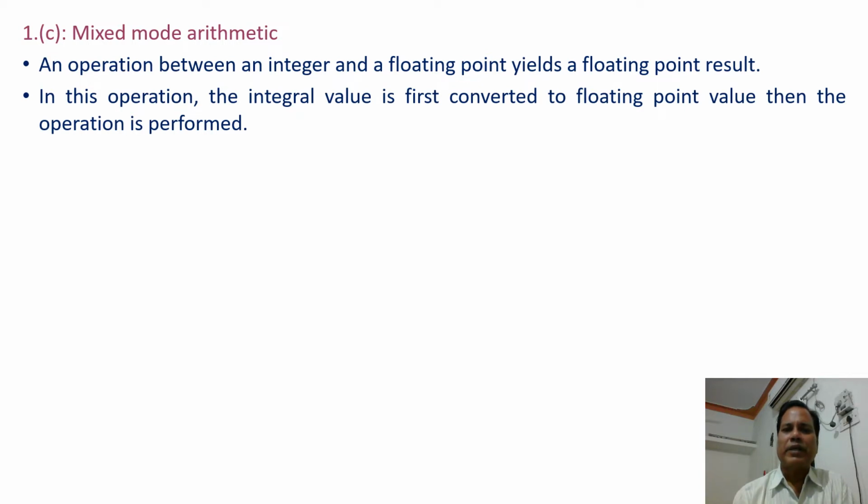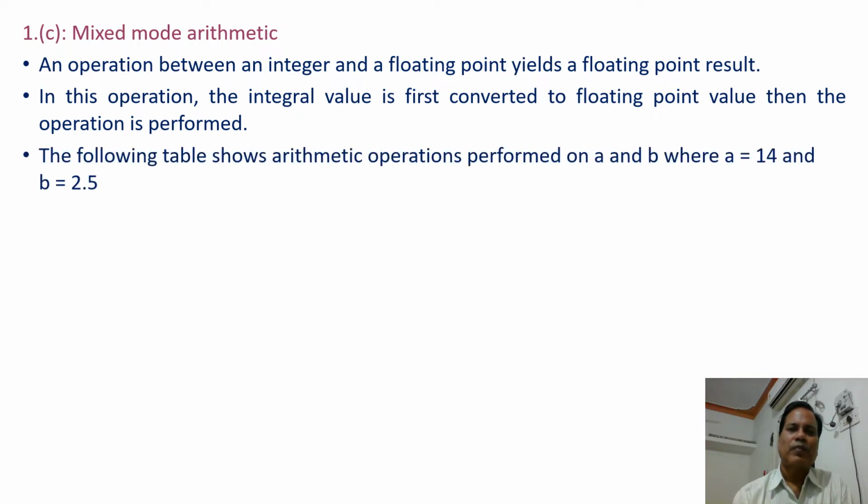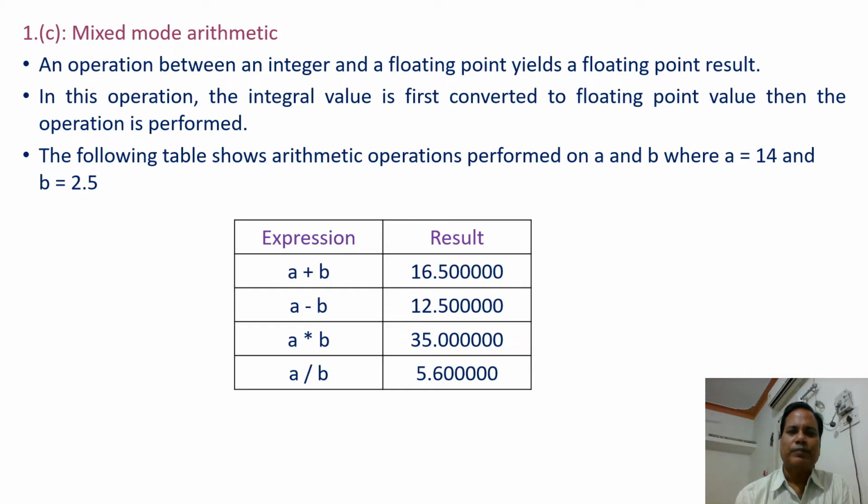In this operation, the integral value is first converted into a floating point value, then the operation is performed. The following table shows the arithmetic operations performed on A and B, where A equals 14 and B equals 2.5. So 14 is the integer number and 2.5 is the floating point number. When these two numbers are added, A plus B, we get the result 16.500000. So 6 digits after the decimal point is the default.